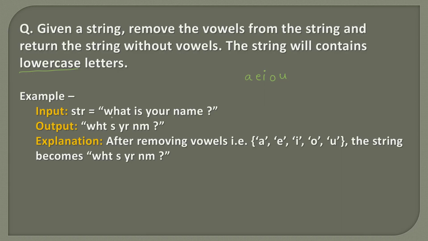So let's suppose we are given this string, what is your name? The vowels I, O, U, A and E will be removed because those are vowels, and the string will be written like this. Now let's see the demonstration of the algorithm step by step, of how we can remove the vowels from a string.